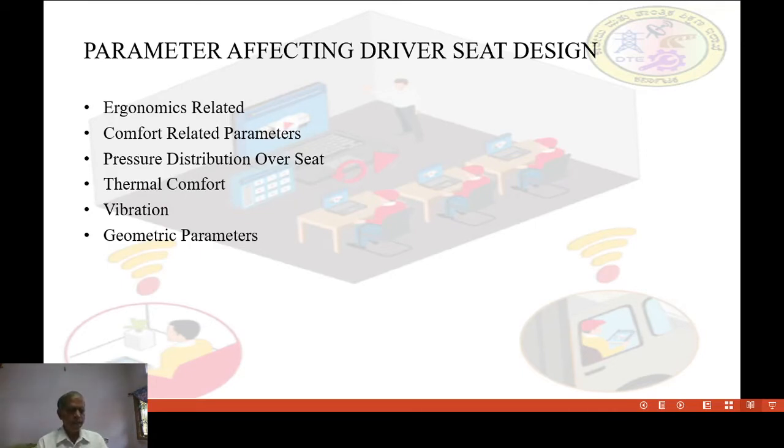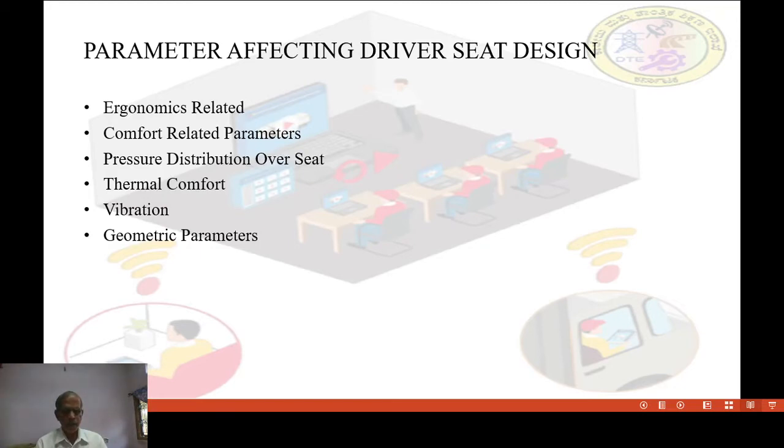Ergonomic related considerations. Ergonomics is a branch of design engineering applied to driver seat design. It requires that we take into consideration how the products we design fit the people that are using them.